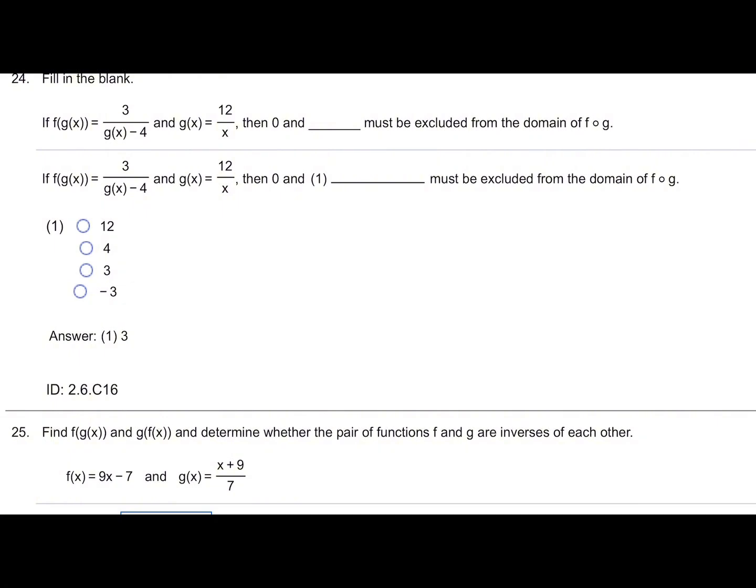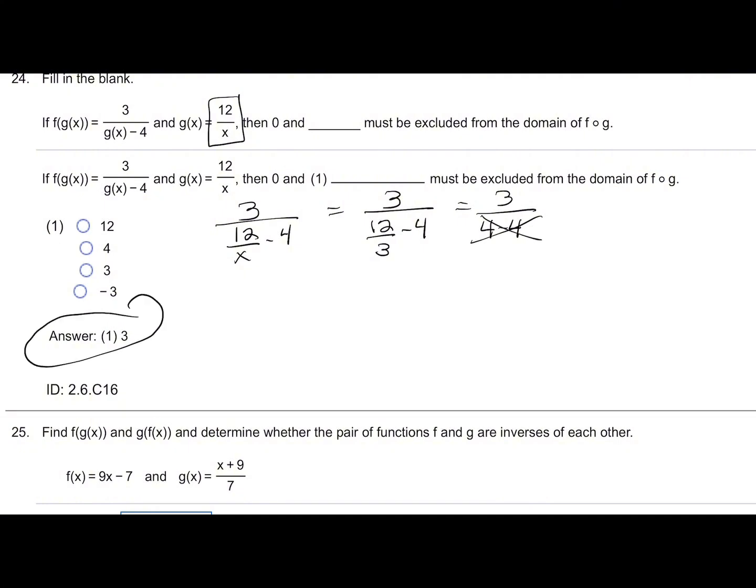Okay, for this one, it's giving you the function composed already. So if I substitute, well, the way you read this is f of g of x equals 3 over g of x minus 4. And if g of x is equal to 12 over x, then I'm just going to substitute 12 over x here. And what number would make the denominator 0? So the only one would be 3. So if I plug in 3, 12 divided by 3 minus 4 equals 3 over 4 minus 4. That would produce a 0, and that's not allowed. So it would be the number 3.